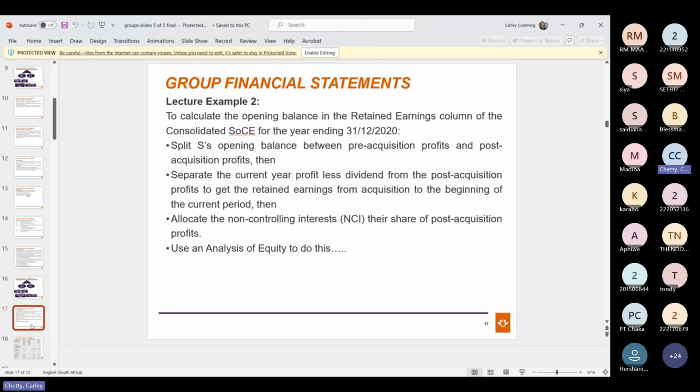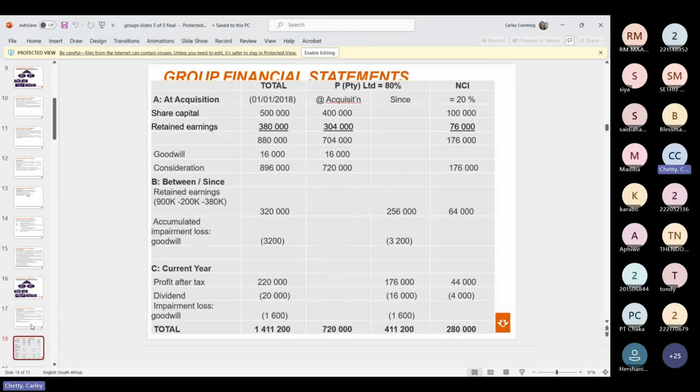So in order to do all of this, we need to do an analysis of equity. This is going to help us, and in a test or exam, you must do this. There will be marks allocated to it. Even if they don't ask for it, you must do it because it is your working and it will ensure that you get the maximum amount of marks possible.